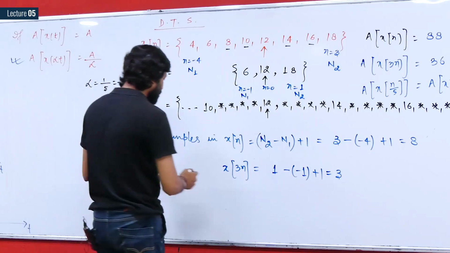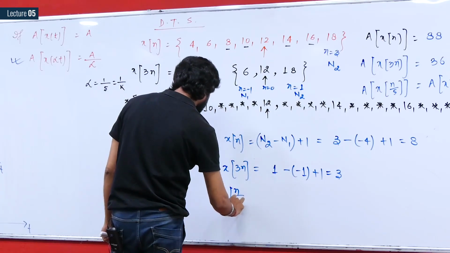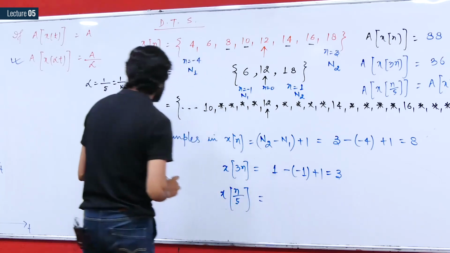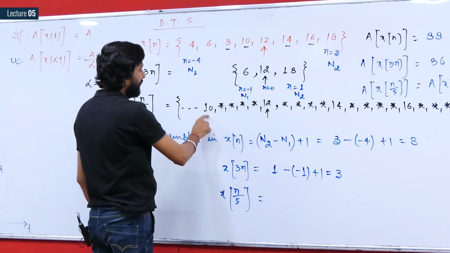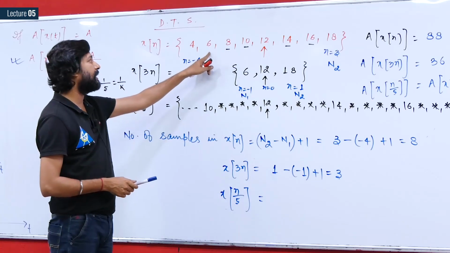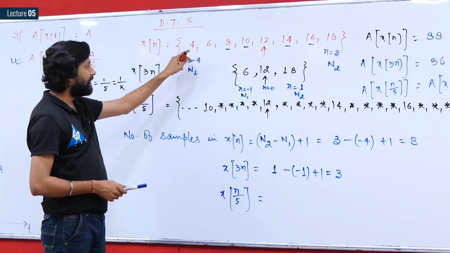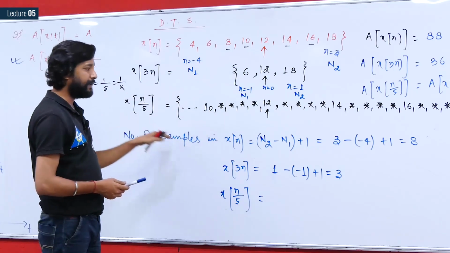And in case of interpolation, if you see, then the number of samples in x of n upon 5. How many samples are there? If you see, we have just taken the case up till 10. Before 10, there would be 4 star mark, then 8, then 4 star mark, then 6, then 4 star mark, then. So we can conclude, we can find out the number of samples of x of n by 5 also.